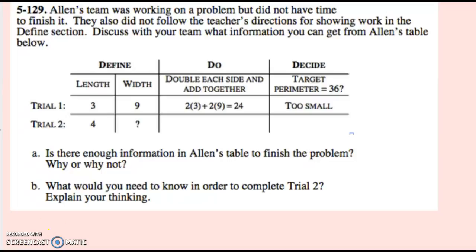Your answer should be no, because you can't figure out how they got from 3 for the length to the width of 9. For example, we don't know if they multiplied by 3 or added 6. B, what would you need to know in order to complete trial number 2? Please take a second and record your answer in your notebook. Pause the video and resume it when you have an answer written.